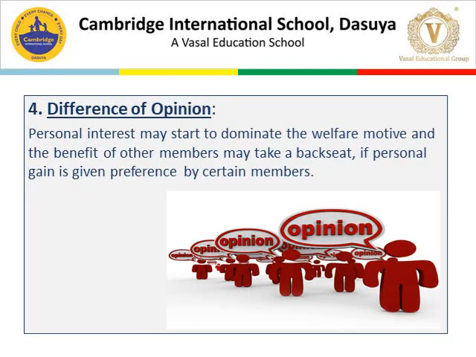Number 5, difference of opinion. Sometimes personal interest may start to dominate the welfare motive, and the benefit of other members may take a backseat. Personal gain is given preference by certain members. Now, there is always a difference of opinion if the personal interest overlaps the welfare motive of the organization. This will definitely defeat the purpose of the cooperative society. So difference of opinions will always create chaos in the organization.